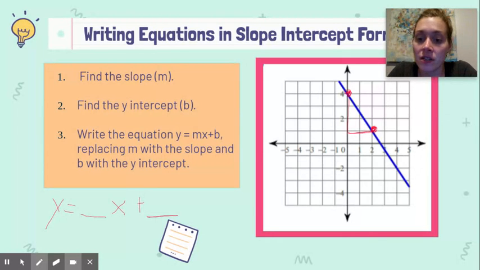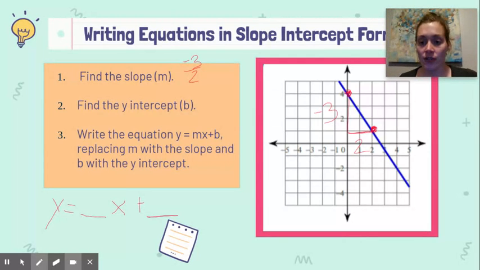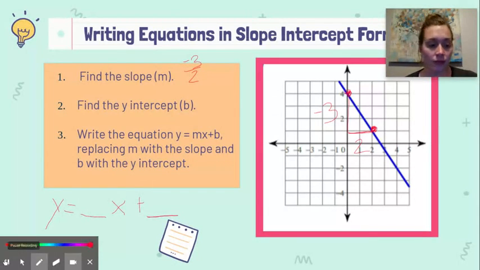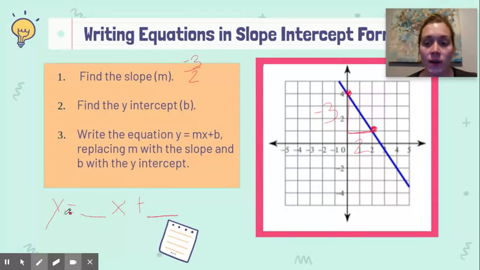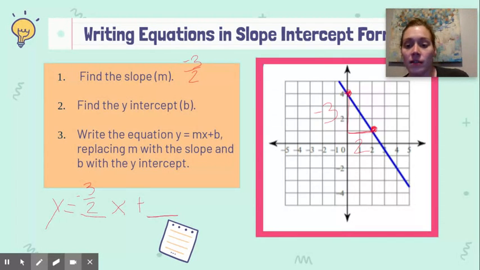Now to get to the next point, we had to go down 1, 2, 3. When we go down, it's negative, and then 3. And then we ran over 2, so my run was 2. And we make that the fraction then, rise over run. So since we went down 3 over 2, our slope is negative 3 over 2. Now that we know the slope, we just put that in the equation in front of x. So we can fill that in. We're going to say y equals negative 3 over 2 x plus, we just need the y-intercept.